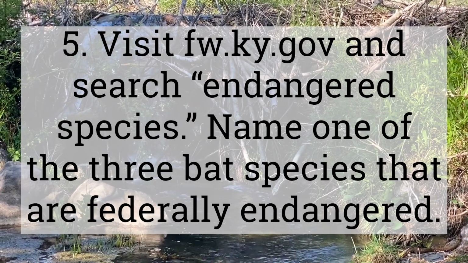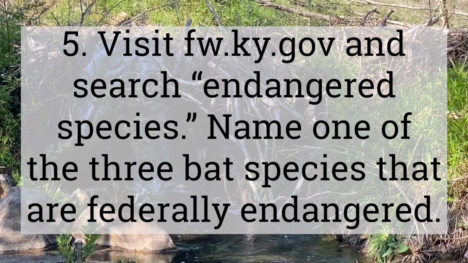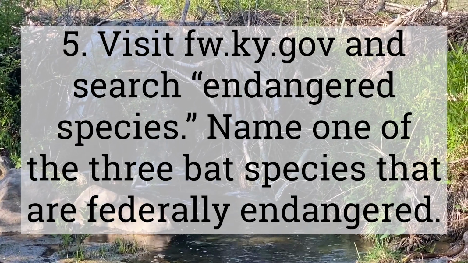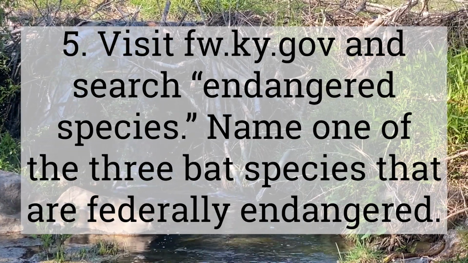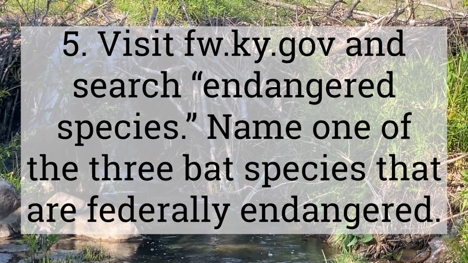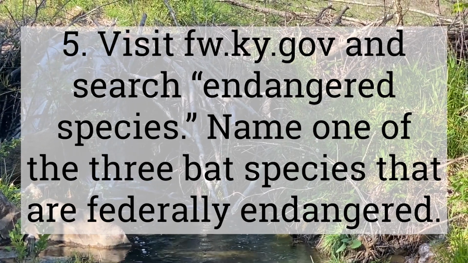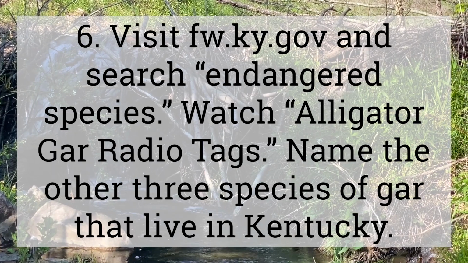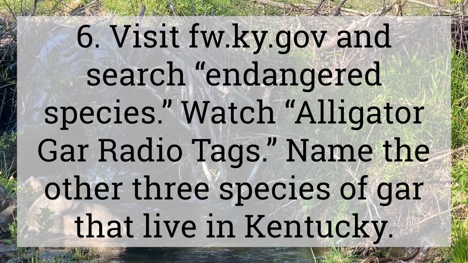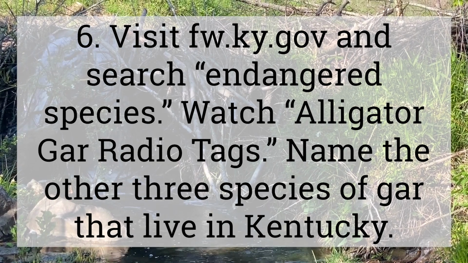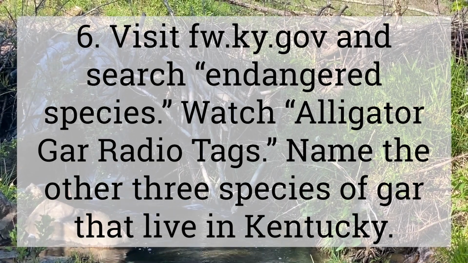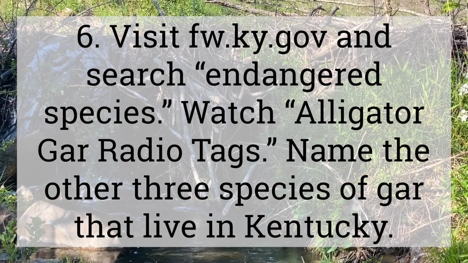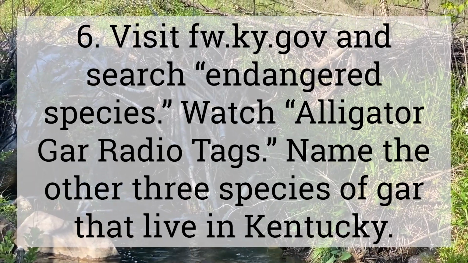Number 5, visit the Kentucky Department of Fish and Wildlife Resources website at fw.ky.gov and type endangered species into the search bar. After researching Kentucky's 16 bat species, state in the video one of the 3 bat species that are considered federally endangered. And number 6, once you log on to the Kentucky Department of Fish and Wildlife's website again at fw.ky.gov, type in endangered species in the search bar, and then read about alligator gar and watch the 9-minute video entitled Alligator Gar Radio Tags at the bottom of the page. State in the video the names of the other 3 species of gar that live in Kentucky.